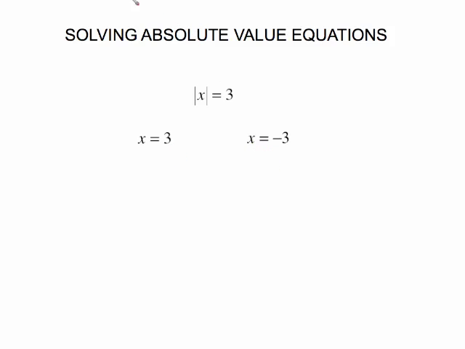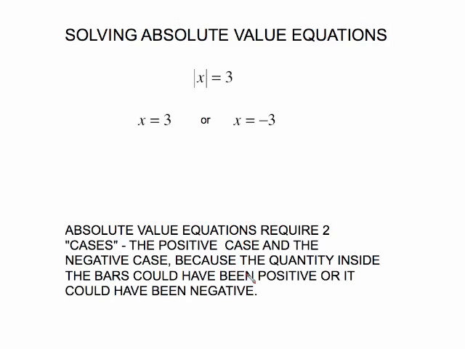It's because in the setup, when you do absolute value equations, they require us to set up a positive case and a negative case, because the quantity inside those bars could have been a positive value or it could have been negative. We don't know what it was. So we have to set up 2 separate equations to solve. And it is separated with the word or in between, because x can't equal 3 and equal negative 3 at the same time. X could be 3 or x could be negative 3.